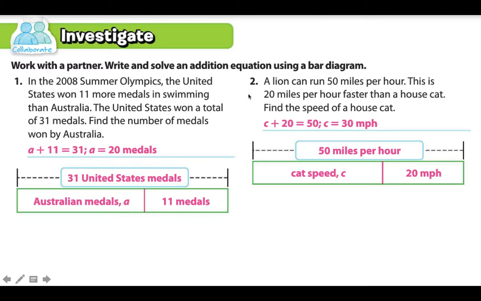And number 2, it says a lion can run 50 miles per hour. This is 20 miles per hour faster than a house cat. All right, so faster is our key term there. Find the speed of a house cat.